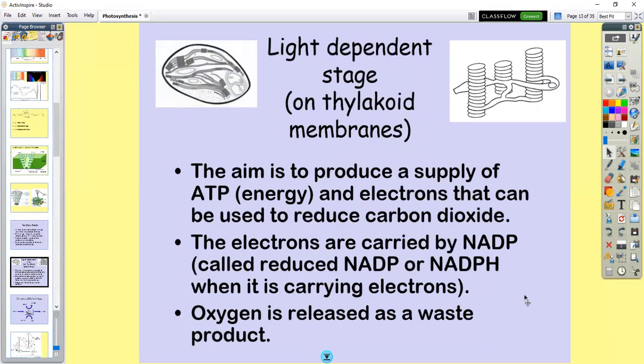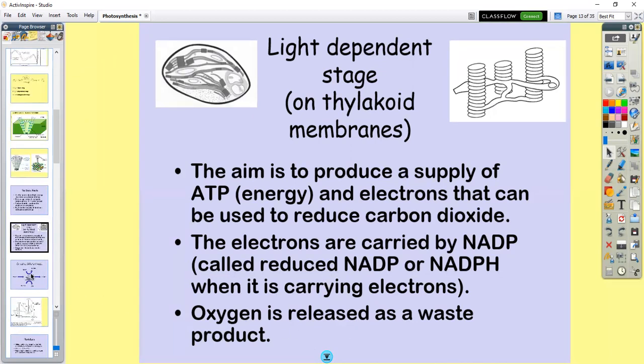Okay, so again, this is occurring on the thylakoid membranes. The aim, as you can see, is to produce ATP and electrons, or those electrons are carried by a coenzyme called NADP, and when it picks up those electrons and hydrogens, it becomes reduced NADP or NADPH. And oxygen, thinking about our word equation here, is released as a waste product in the light-dependent stage.